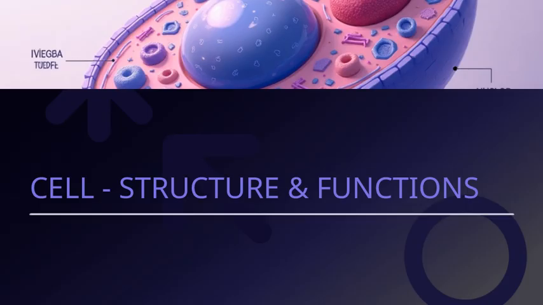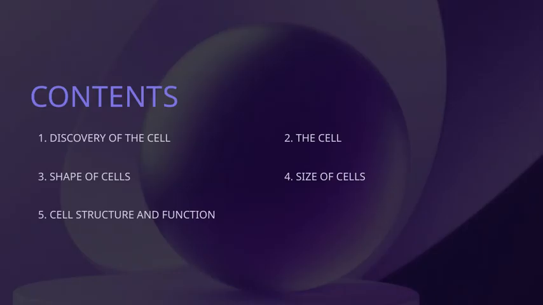Let's get started. Let's take a quick look at the contents of today's presentation. We'll start with the discovery of the cell, which was a major milestone in biology. Then, we'll explore the shape of cells, since their form can tell us a lot about their function. Next, we'll dive into cell structure and how each part contributes to the overall functioning of the cell. We'll also discuss the size of cells, which is quite fascinating because it influences how cells operate and interact.